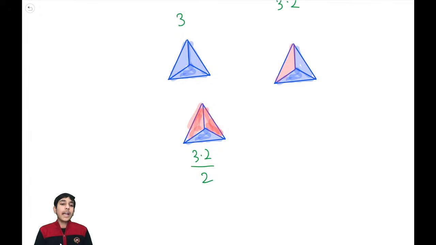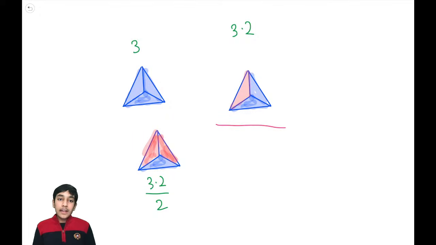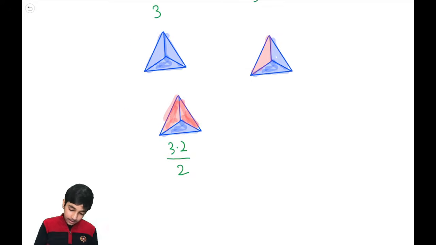It doesn't matter whether we have red on 2 faces and blue, or blue and red. Because in this case, we have 2 faces red and 2 faces blue. It's the same as having 2 faces blue and 2 faces red. But on the other hand, in this case, having 3 faces blue and 1 face red is different from having 3 red faces and 1 blue face. So that's why I did not divide in this case, but I have to divide in this case.